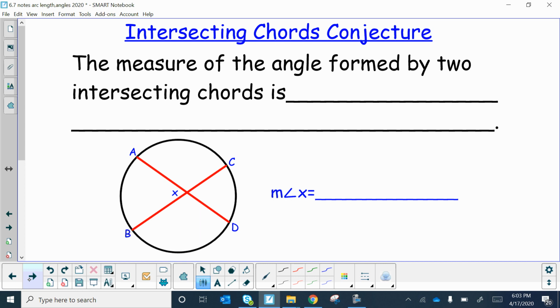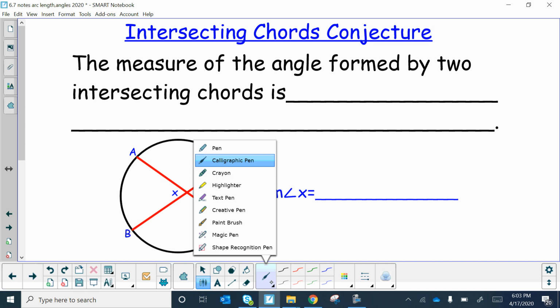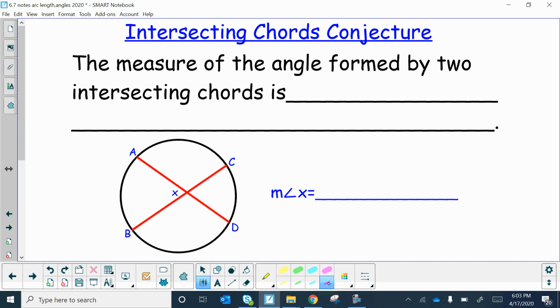Okay, here's the first one. It says the measurement angle formed by 2 intersecting chords is, and so let me show you on the picture first, and then we'll go from there. So this angle right here that I just highlighted in pink, that angle, which is X amount of degrees, is related to its 2 intercepted arcs, that one and that one.